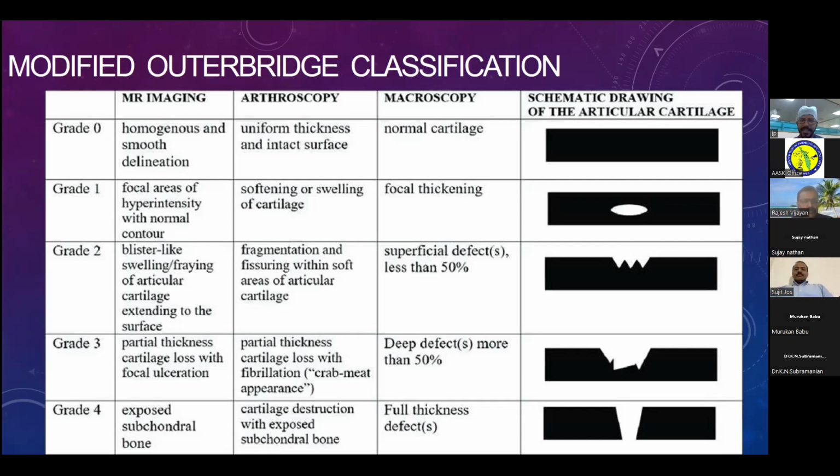Grade 2 is a superficial defect, less than 50%. Grade 3 is a partial thickness cartilage loss with focal ulceration, and it has a deep defect of more than 50%. So that is 3. And 4 is exposed subchondral bone. So cartilage destruction with exposed subchondral bone, a full thickness deficit, is Outerbridge grade 4.